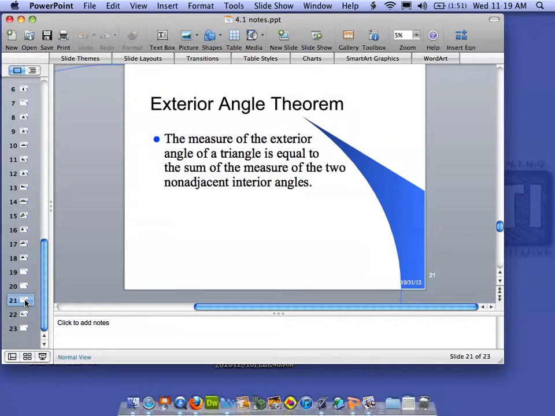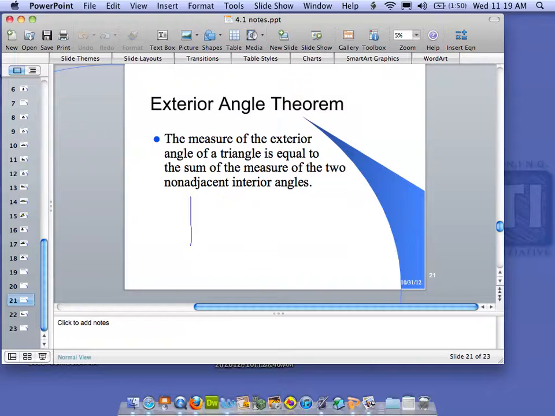The exterior angle theorem says the measure of the exterior angle of a triangle is equal to the sum of the measure of the two non-adjacent interior angles. I would like for us to add a diagram to this. So once you get that copied down, the measure of the exterior angle of a triangle is equal to the sum of the measure of the two non-adjacent interior angles.